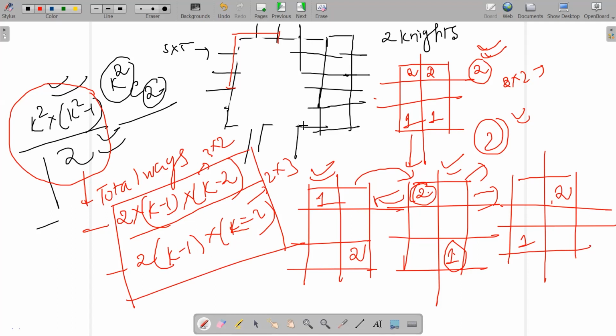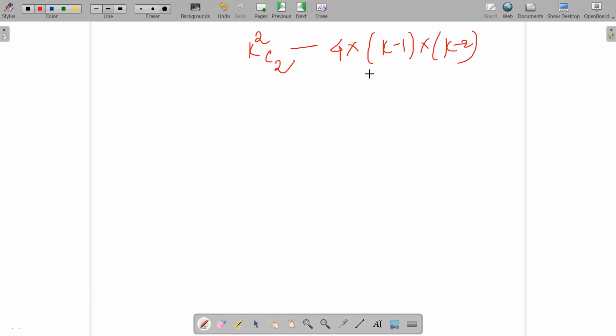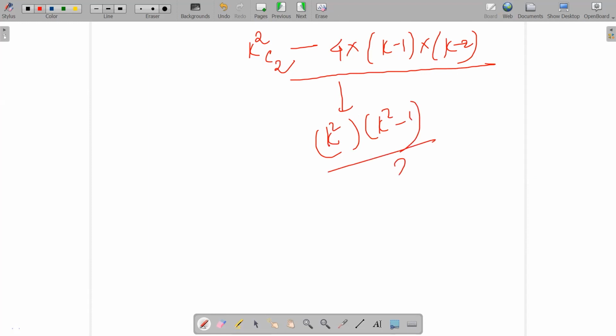In how many ways can't they attack each other? Can you tell me now? Give me the answer. How many ways can't they attack each other? K square C2 minus 4 into k-1 into k-2. Am I correct? They can't attack each other in these ways. So what's the final formula? K square into k square minus 1 divided by 2 minus this value.